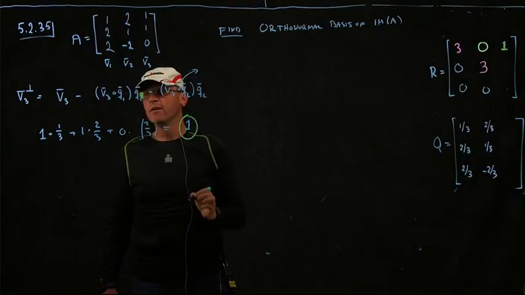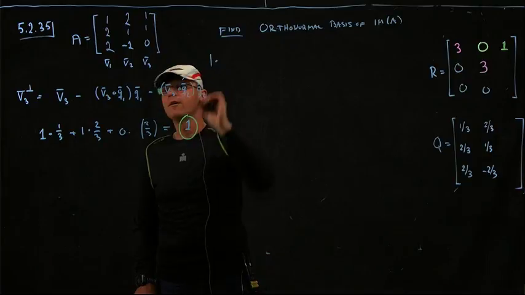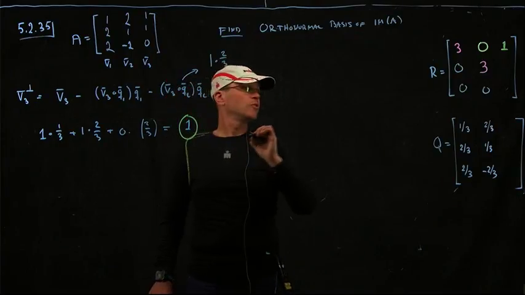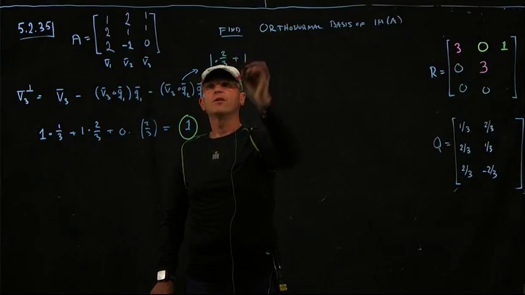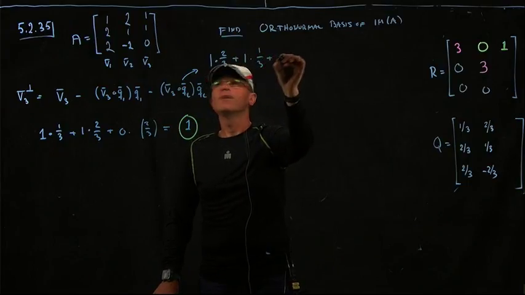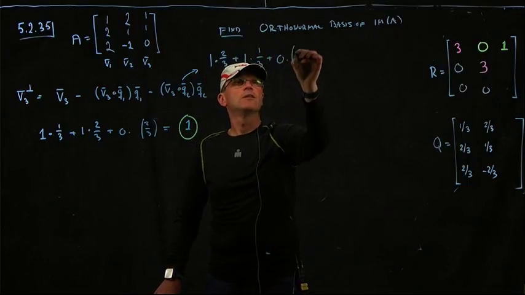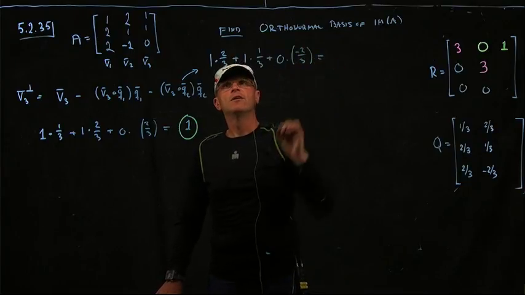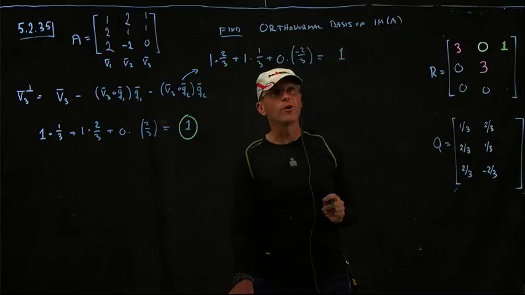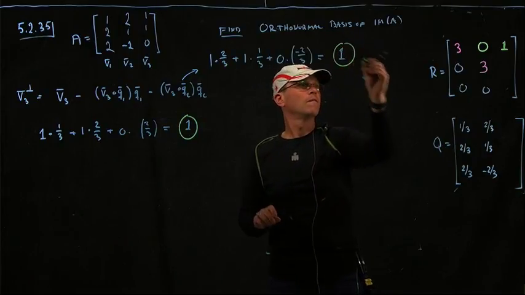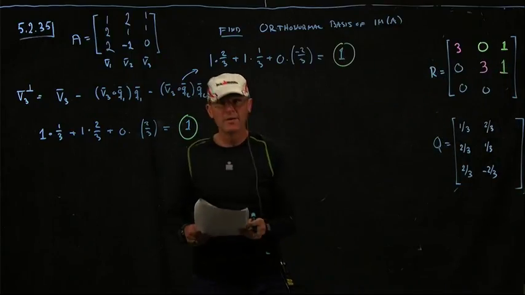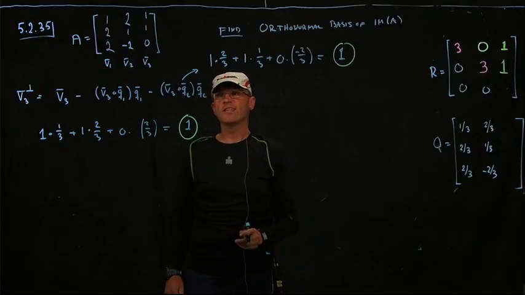Now the second dot product. Let's do it up here. Again, we have 1 from V3 and 2/3 from Q2, 1 from V3 and 1/3, then 0 times negative 2/3. So we have 2/3 plus 1/3, which is also 1. Okay, nothing strange has happened yet.